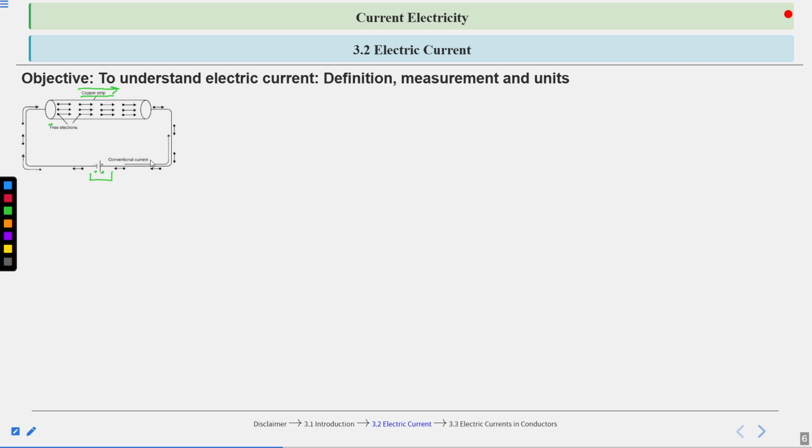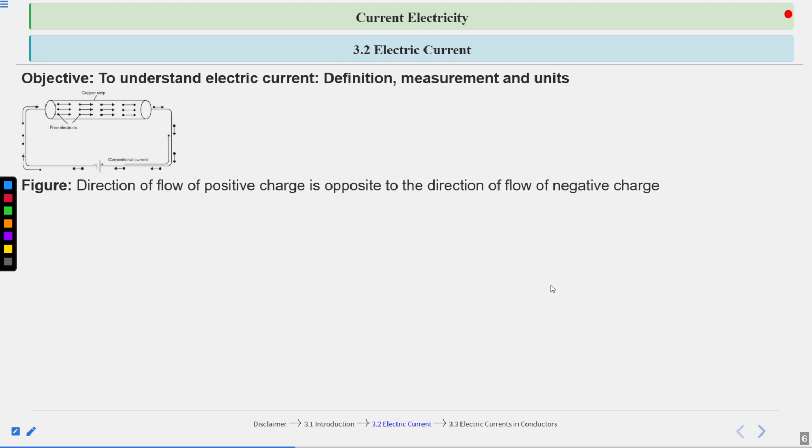So this is the direction of flow of electrons that is being shown, from negative terminal to positive terminal. But the conventional direction of current is taken as opposite to the flow of electrons. Got it? The direction of flow of positive charges is opposite to the direction of flow of negative charges. So it is assumed earlier that current is due to the flow of positive charge. So we can say that the direction of flow of positive charge is opposite to the direction of flow of negative charge.